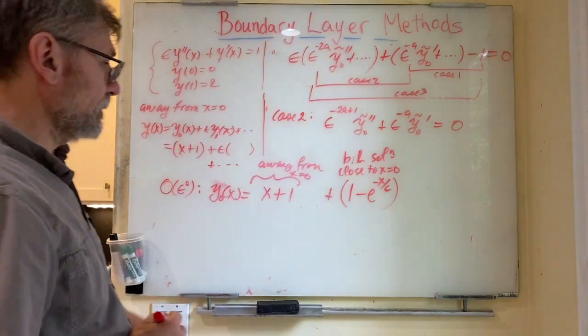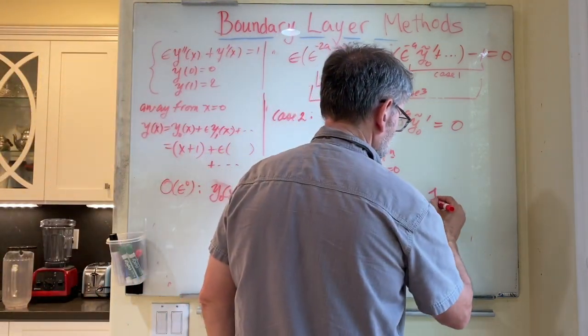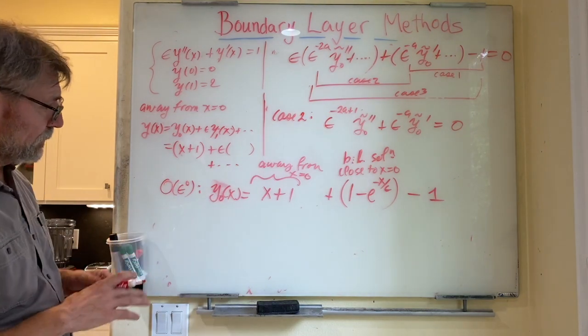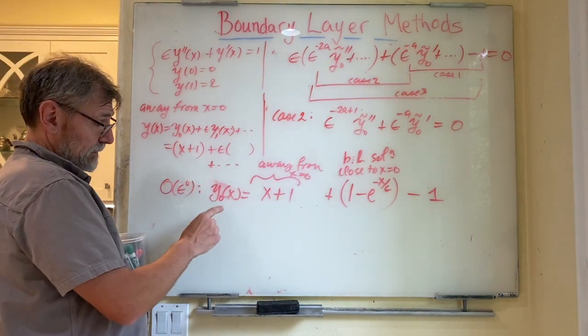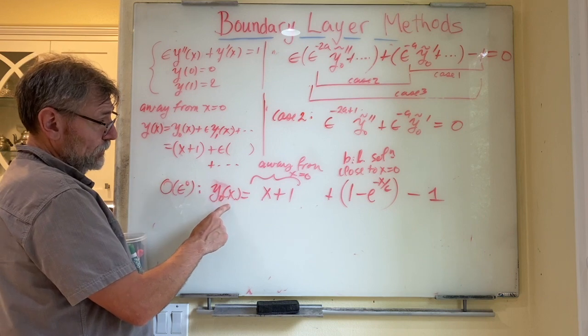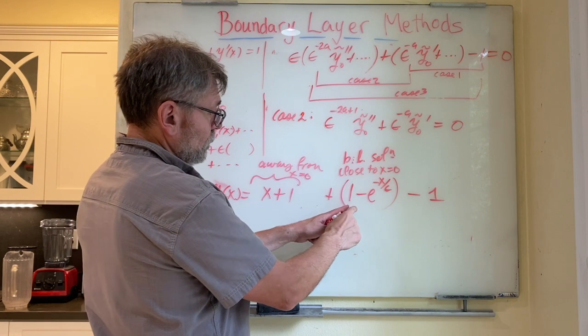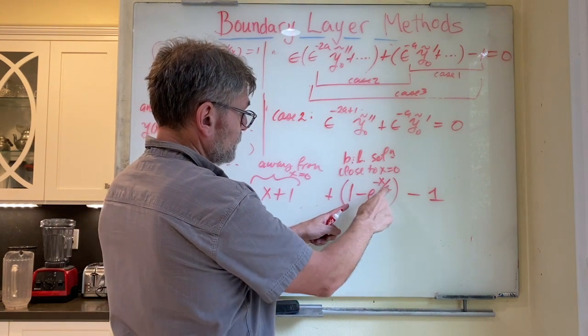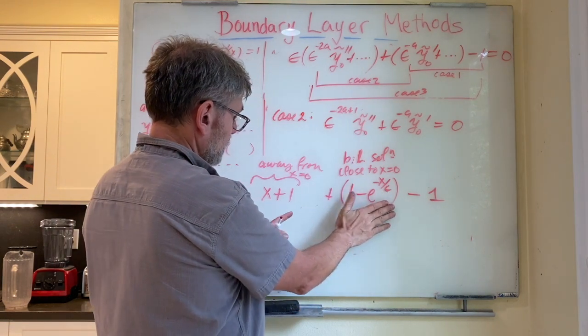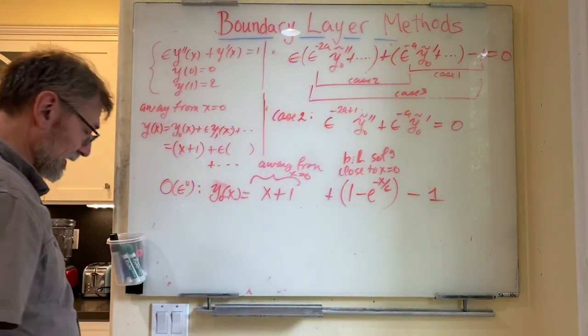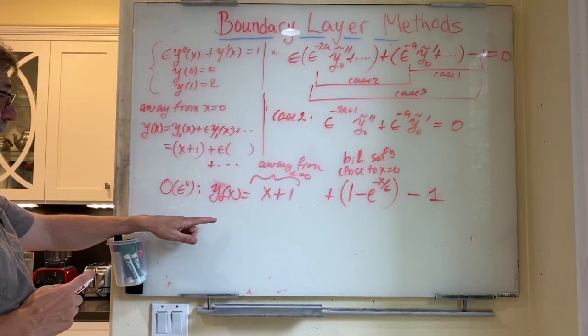And then I subtract the common part, which is minus 1. And now this is going to be valid everywhere to order epsilon, right? So let's check that it satisfies the boundary condition. If I plug in x equals 0, what I have is 1 plus 1 minus 1, which is 0, minus 1, so 1 minus 1, and I get 0. So it satisfies the boundary condition at x equals 0.